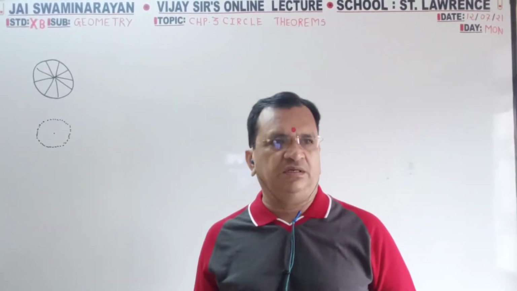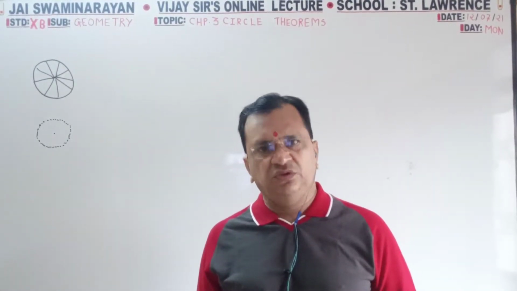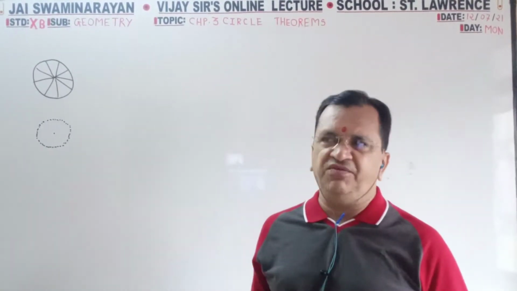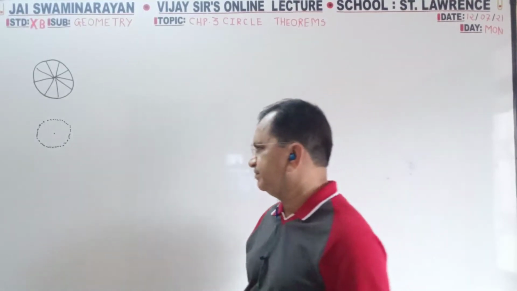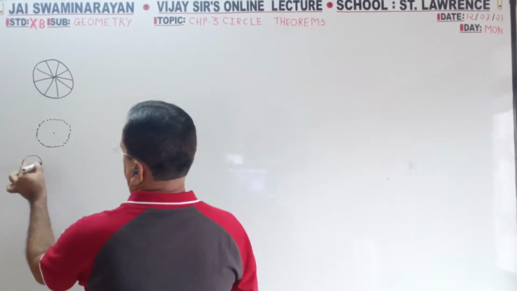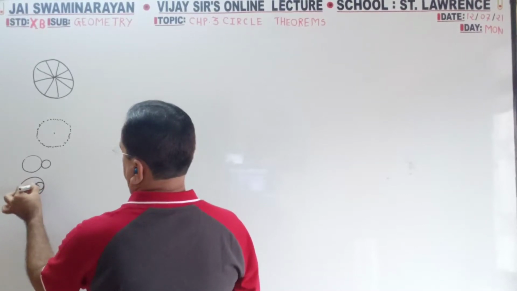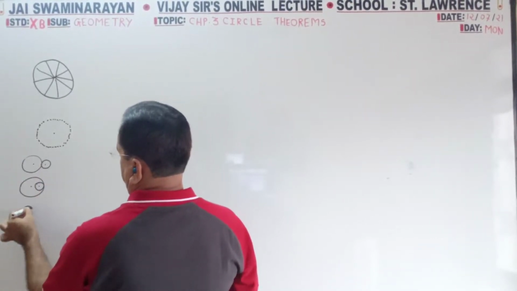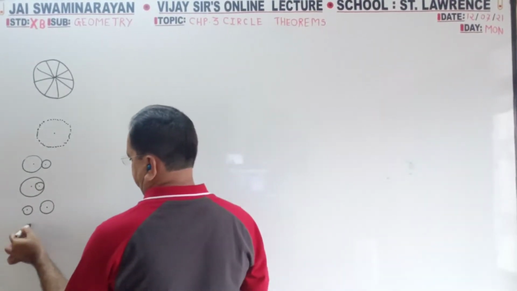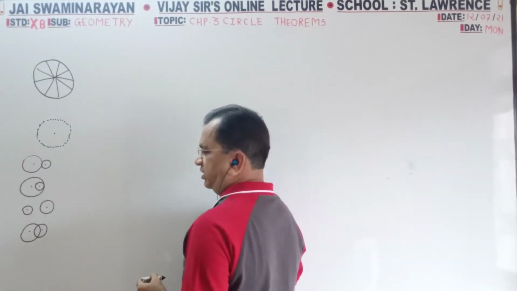Two circles, in how many different ways can you draw two different circles? Externally touching, internally touching, disjoint, no common point, intersecting point, intersecting circles.